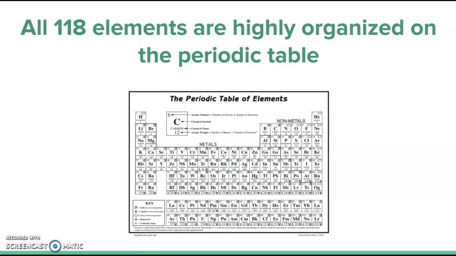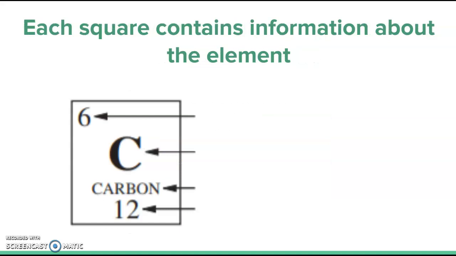All these elements are highly, highly organized on the periodic table. There's a reason for the odd shape of the periodic table and why it looks like that, which we'll get into more in class with some videos. For now, let's focus on what it tells us. So each square contains information about the element in that square. We have the element name. We have the element symbol. That's going to be one or two letters that represents the name of that element.